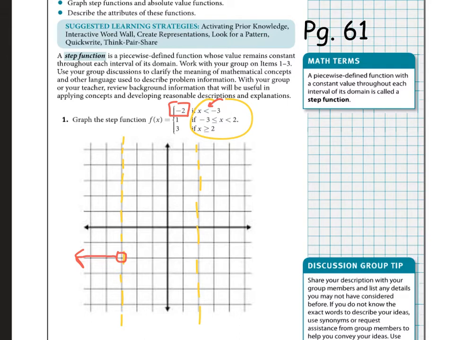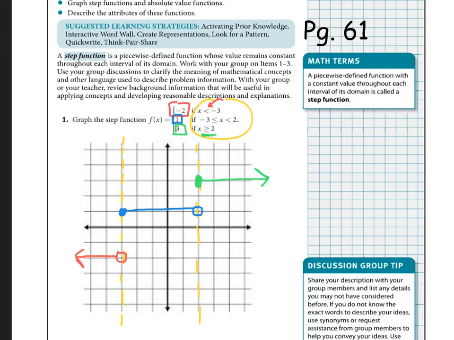The middle piece, the y value needs to equal 1 when x is between -3 and 2. So the y value is 1 all the way till x being less than 2. So open circle there again because it doesn't have the equal sign. Because when x actually equals 2, our y value needs to be 3. So 1, 2, 3. There's the closed circle, and that's our y value for all the points to the right of 2.